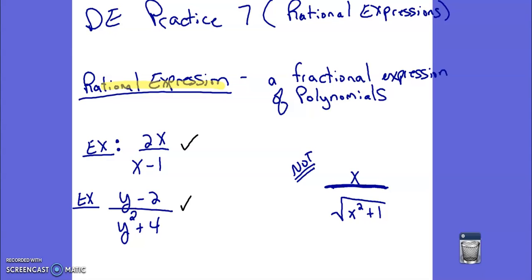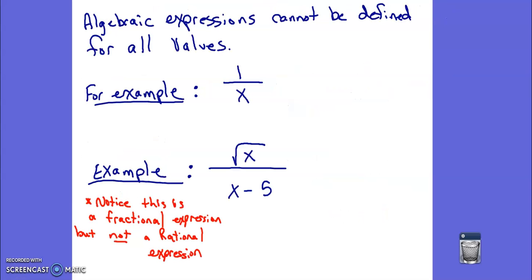This example right here is not a rational expression. This is a polynomial, but this is not. If you remember, a polynomial has to have a positive exponent, and so this obviously does not have that. So that is not a rational expression. It is a fractional expression, but it's not a rational expression. So let's go to this.